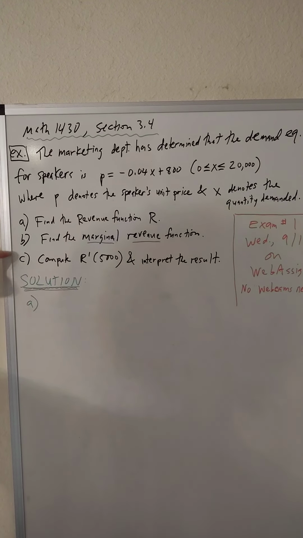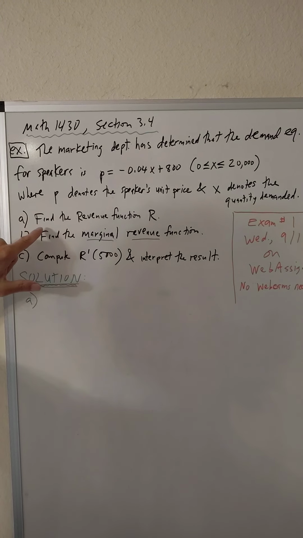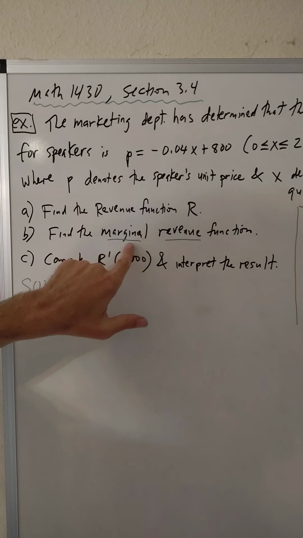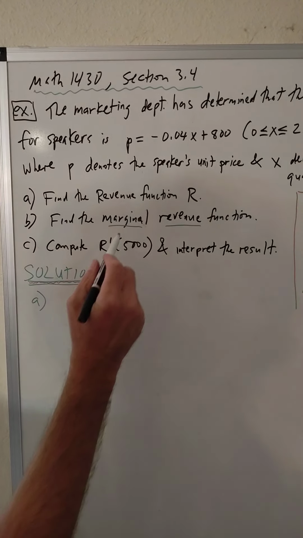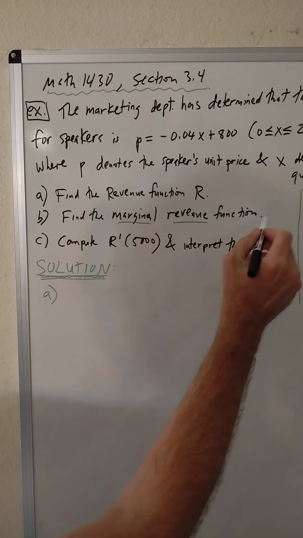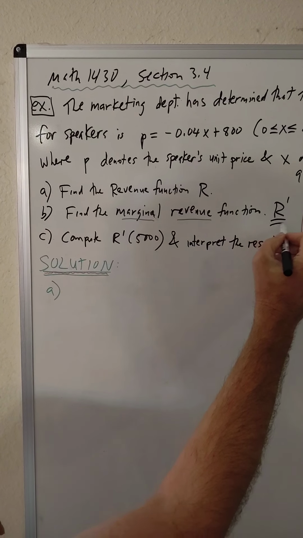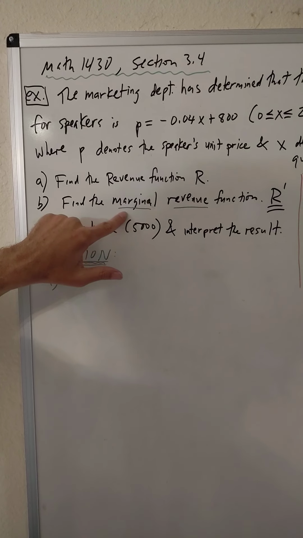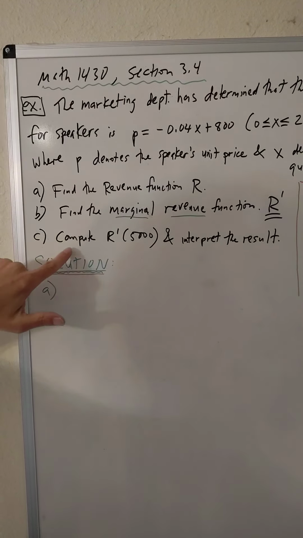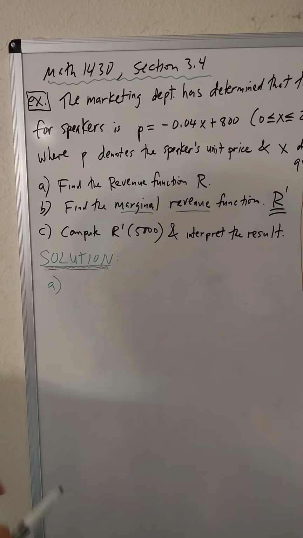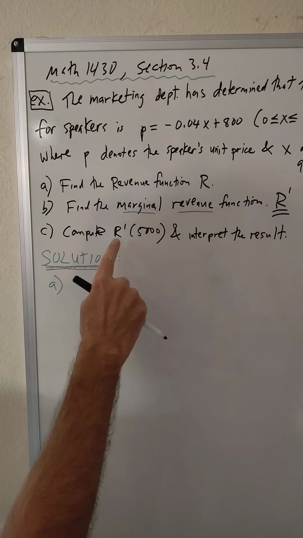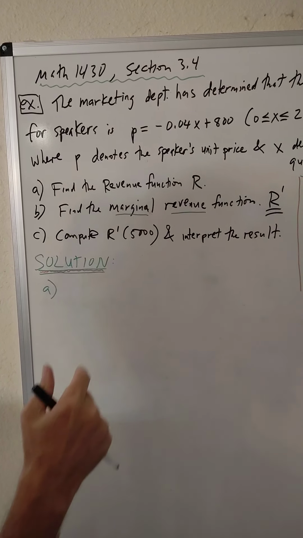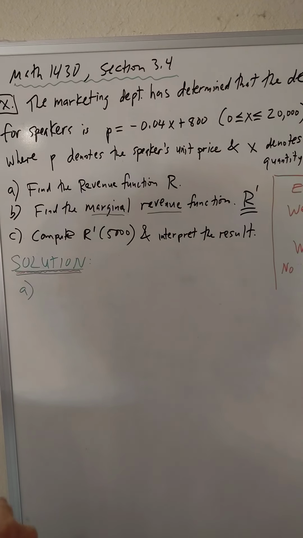And here are the three questions. Number one, find the revenue function R. And then B, find the marginal revenue. I underline that because at this point we should know marginal revenue really means R prime. We want to find the derivative of the revenue function. The word marginal means find the derivative of whatever function. And then finally for part C, compute R prime of 5,000. We're going to find R prime of x in part B, then input 5,000, and then interpret the result.